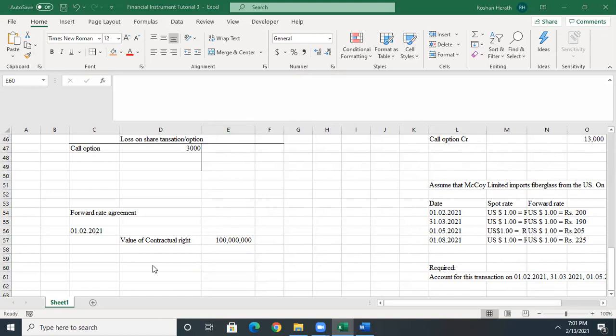Right. Then on the other hand, you can see that as a matter of this contract, at the initial recognition, you find that there's a value to the contractual obligation. If there's a particular transaction, there's a particular kind of a contract, there's a contractual right as well as contractual obligation.